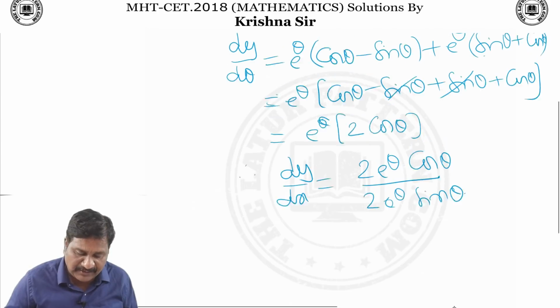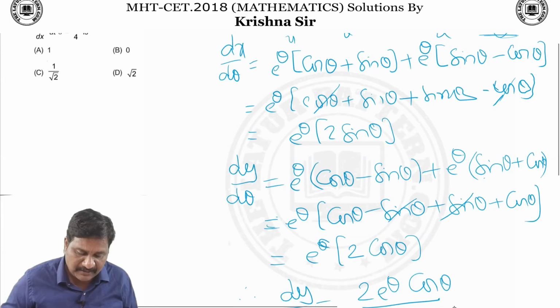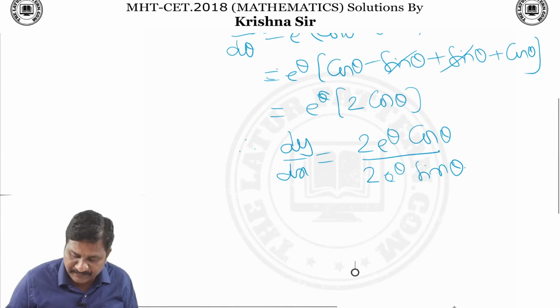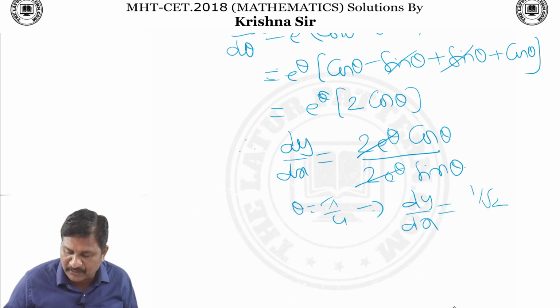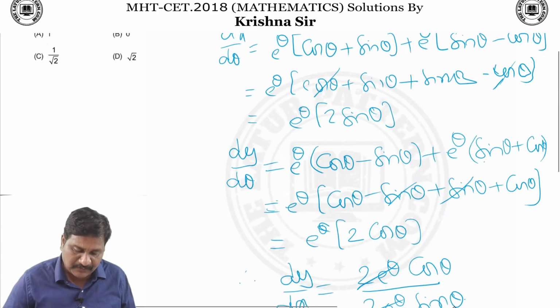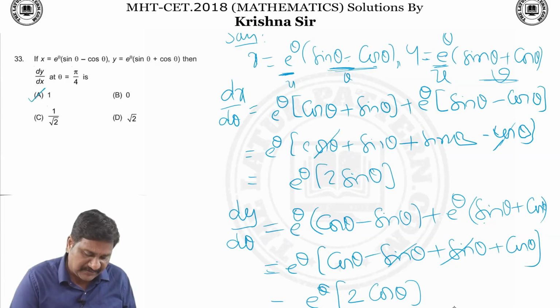Now theta is equal to, given that, pi by 4, substitute. Theta is equal to pi by 4. Here 2 e power theta, 2 e power theta will get cancelled. So dy by dx is equal to cos by sine. Cos 45 is 1 upon root 2, sine 45 is also 1 upon root 2, which is equal to 1, our solution. So by our options, the option is A.